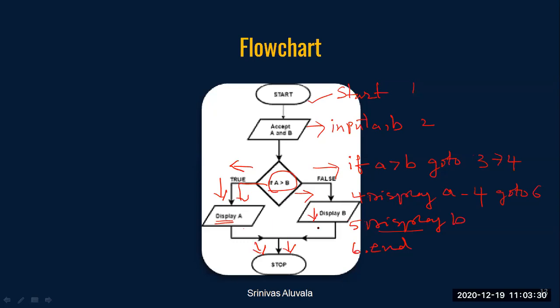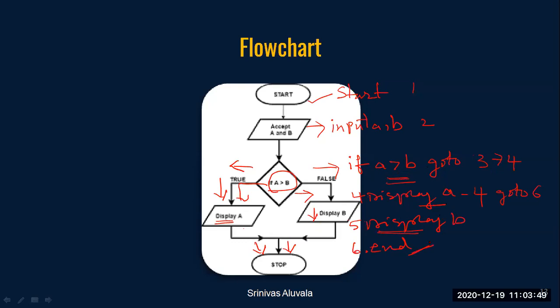Again, it need not print B. It is not supposed to print B. It's only supposed to print A and N. In a similar way, when I think A is greater, it should go to display A and it should end. And when I think A is not greater than B, it should go to display 5 and N.